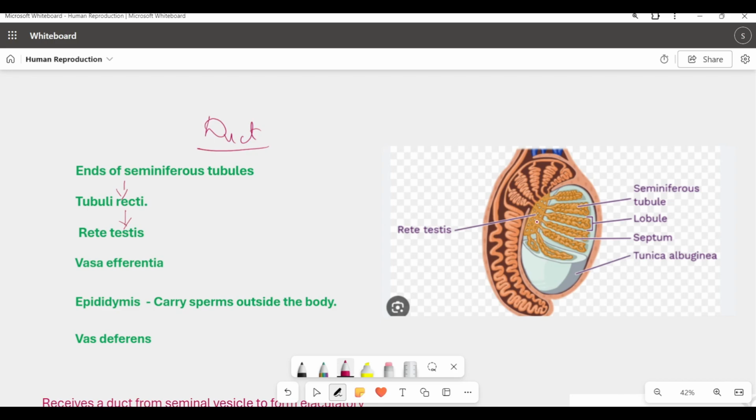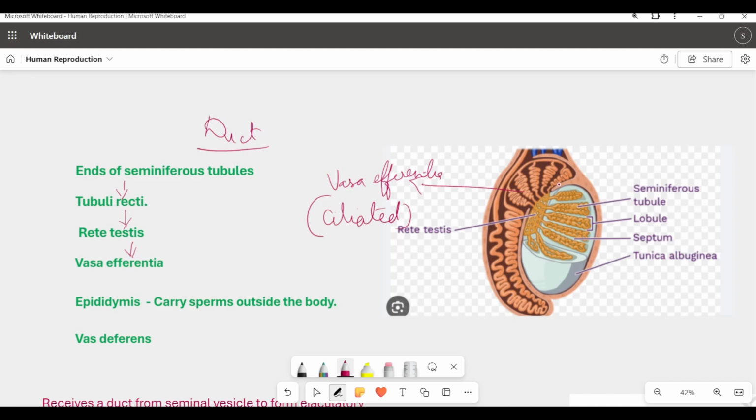And this rete testis will further open into vasa efferentia. So this is vasa efferentia. The rete testis opens into vasa efferentia. This vasa efferentia is finely ciliated, which facilitates the movement of sperms.